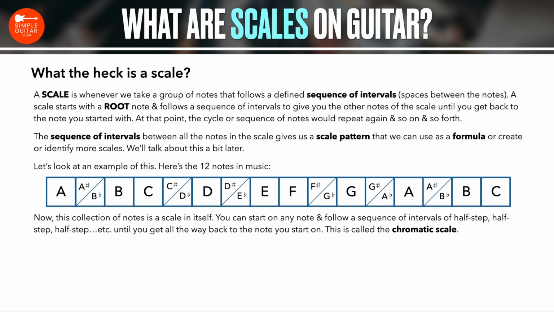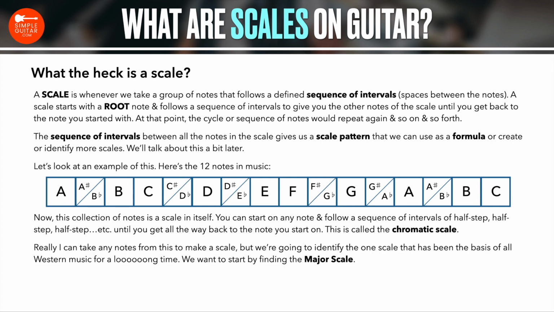And so this right here, this would be called a scale. It falls under that definition, right? But really, I can take any notes from this to make a scale. We're going to identify the one scale that has been the basis of all Western music for a long time. And so we want to start by finding the major scale. That's what I'm going to show you guys in here today.